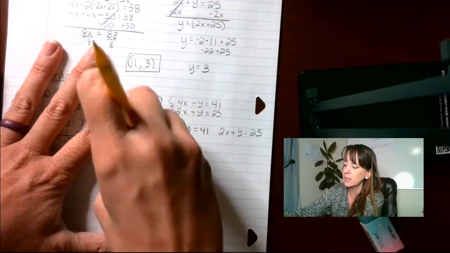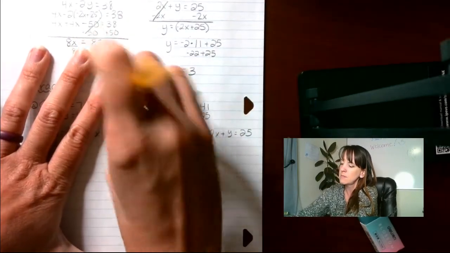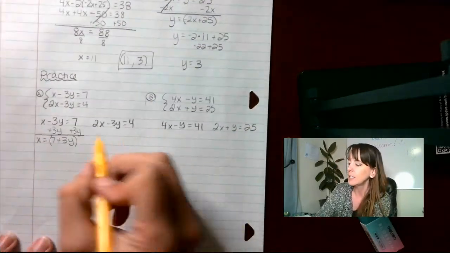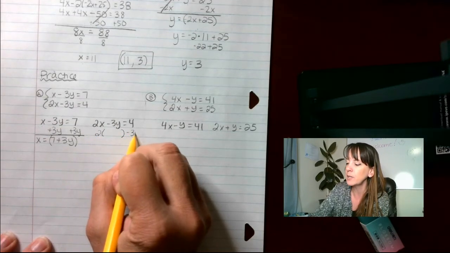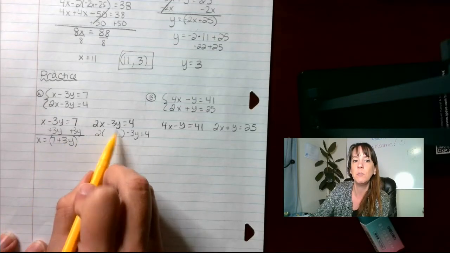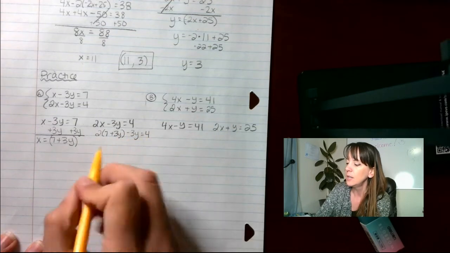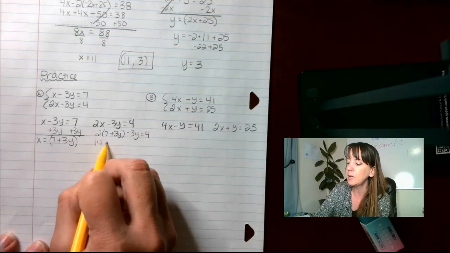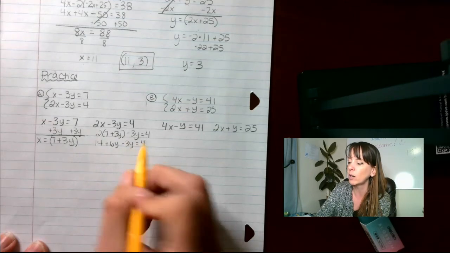And see, I knew that was going to happen. I'm going to run out of space here. All right, so we've got 2, and instead of x, I'm going to put my garbage can, minus 3y equals 4. Now I'm going to throw all my garbage in here, right? So I end up with 14 plus 6y minus 3y equals 4.